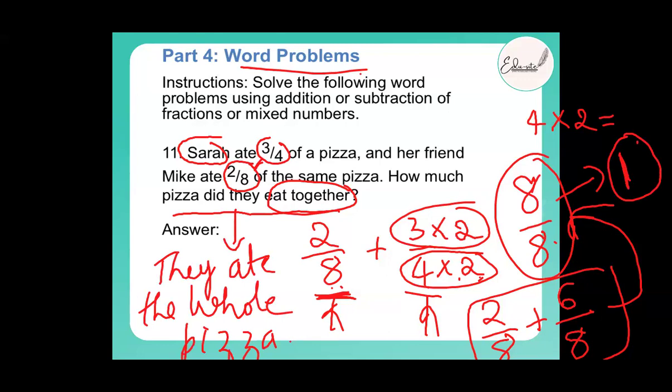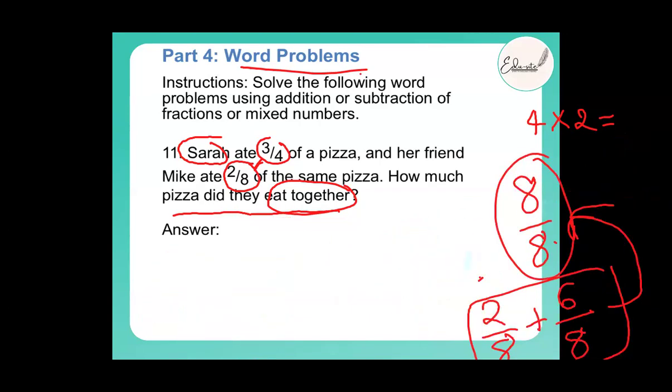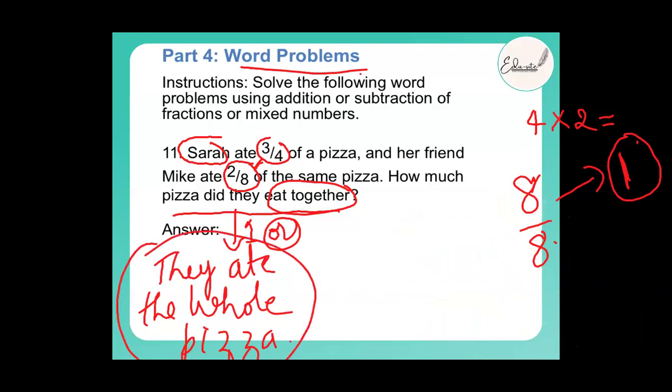You can just write it as 1, or you can write that they ate the whole pizza. Should I just write 1? Yes, you have to write 1, or you can write 8 by 8, but it is nothing but 1, one whole pizza, right? Yes, so write the statement as well after this: they ate the whole pizza.